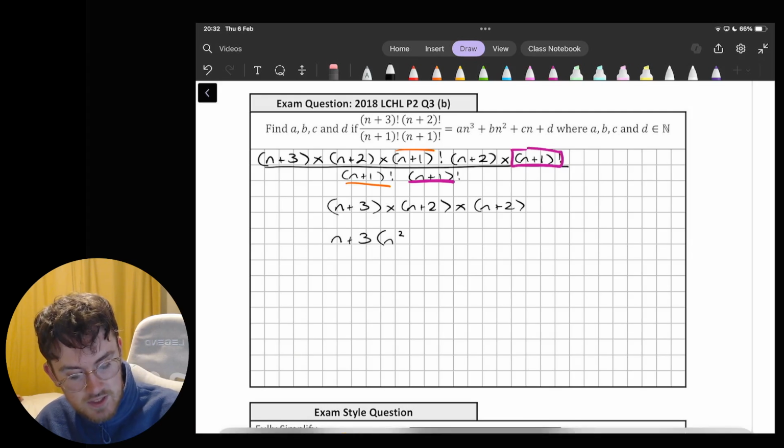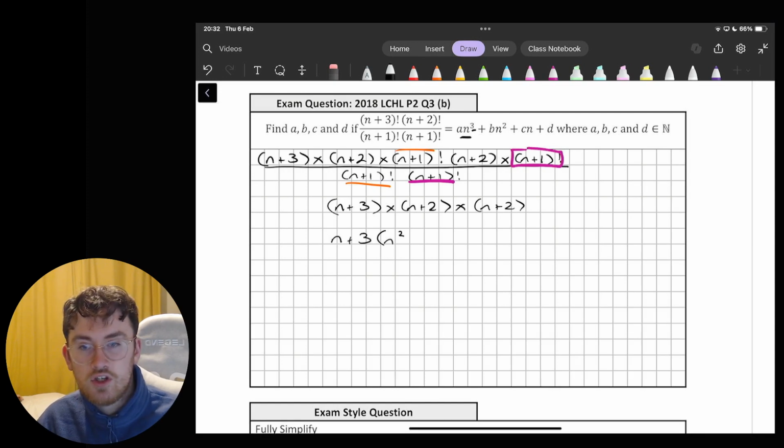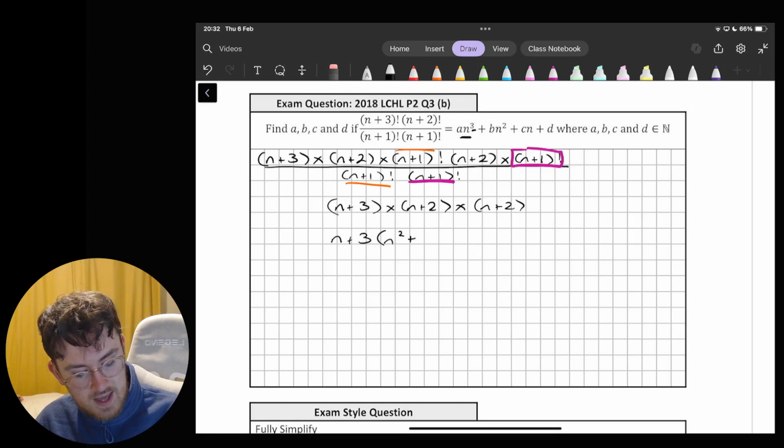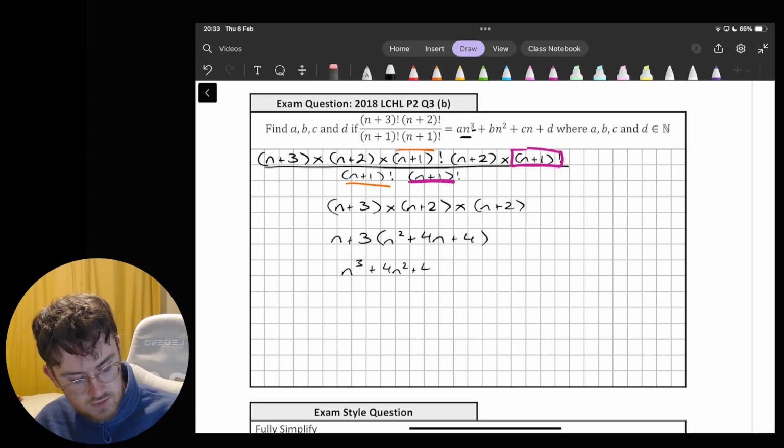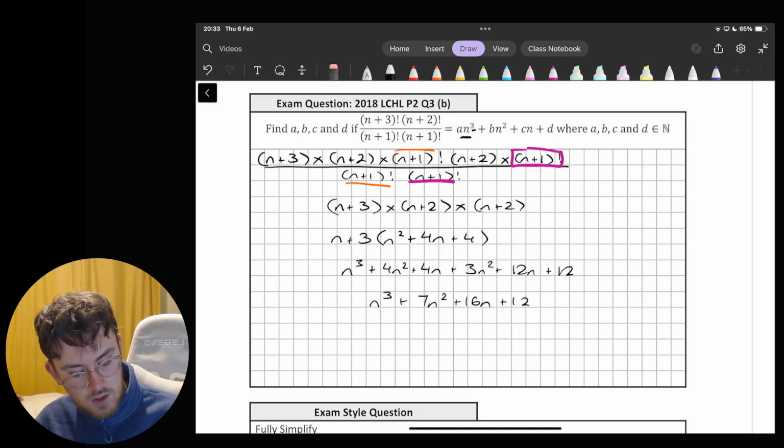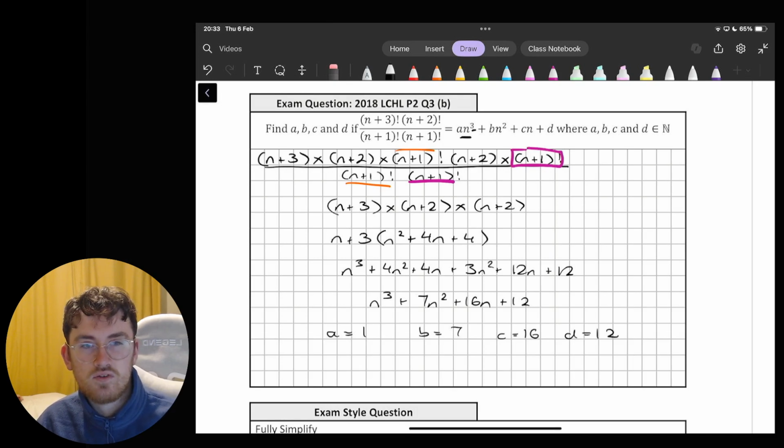Okay, so the reason I know I'm content with 3 terms here is I'm looking for a cubed. So 4 brackets would have given me too much here. I'm multiplying this out. N cubed plus 4n squared plus 4n plus 3n squared plus 12n plus 12. So n cubed plus 7n squared plus 16n plus 12. We were asked to find A, B, C, and D. So A is 1, B is 7, C is 16, and D is 12. And that's our overall answer.